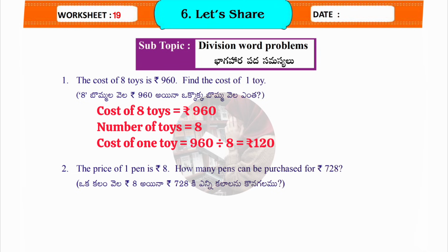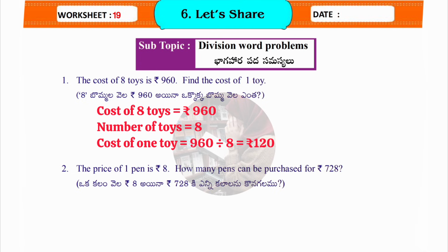Cost of 8 toys is 960. Next, number of toys given in the problem is 8. So cost of 1 toy is 960 divided by 8. 8 ones are 8, 1 will be left, 6 will come down, it will become 16. 8 2s are 16, 0, 0. So cost of 1 toy is 120 rupees.